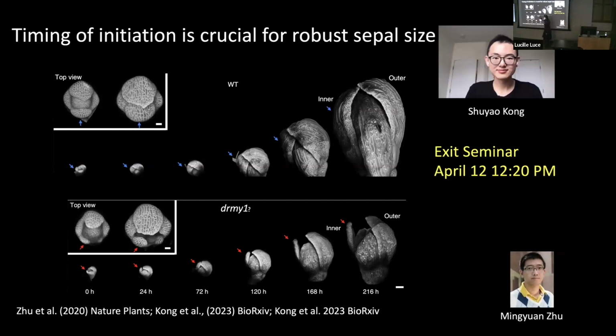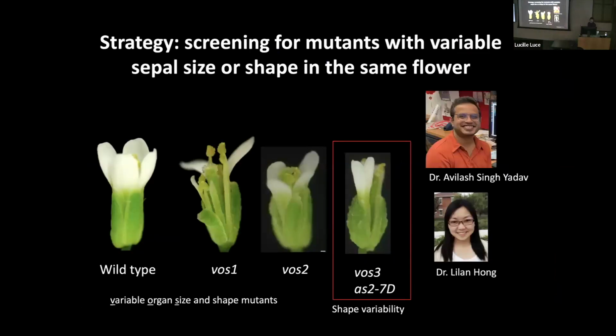Whereas in the DREAMY1 mutant, which is VOS2, the sepals initiate late, and these late initiating sepals always lag behind and never let that flower completely close. And so it's detrimental to the plant because it's got that sepal lagging behind and it can't close the flower bud. So Xuyao is going to tell you more about that. The one I want to tell you about is VOS3. This is also AS2-7D, and I'm going to use that name from here on out. And this is currently the work of my postdoc, Abhilash.